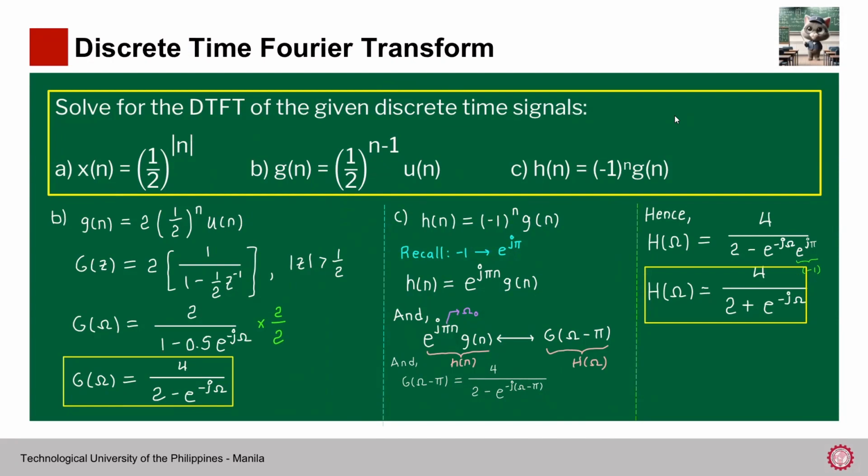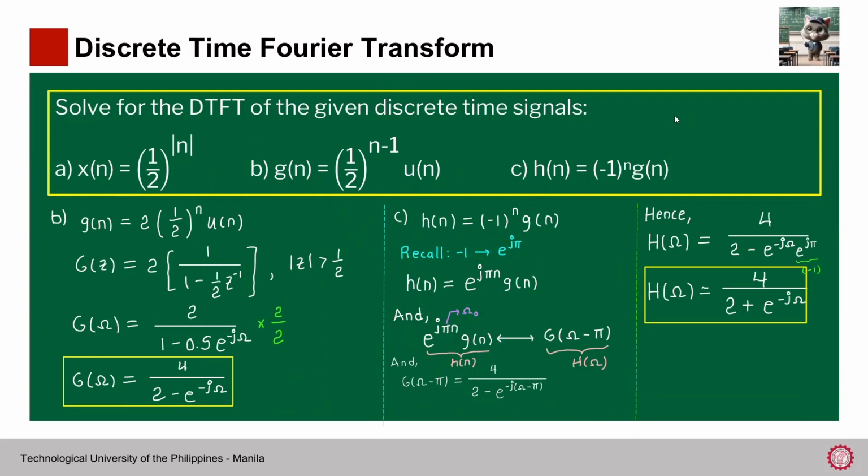Okay, is that clear? Did you understand? Yes. So that's how we solve the DTFT of the given discrete-time signals.